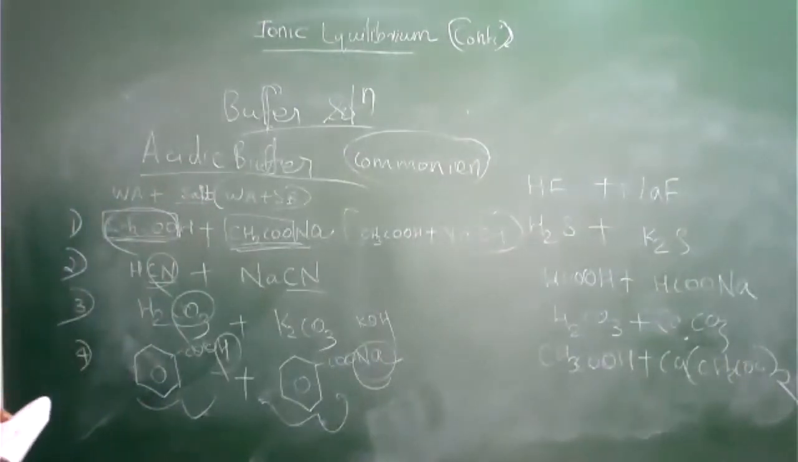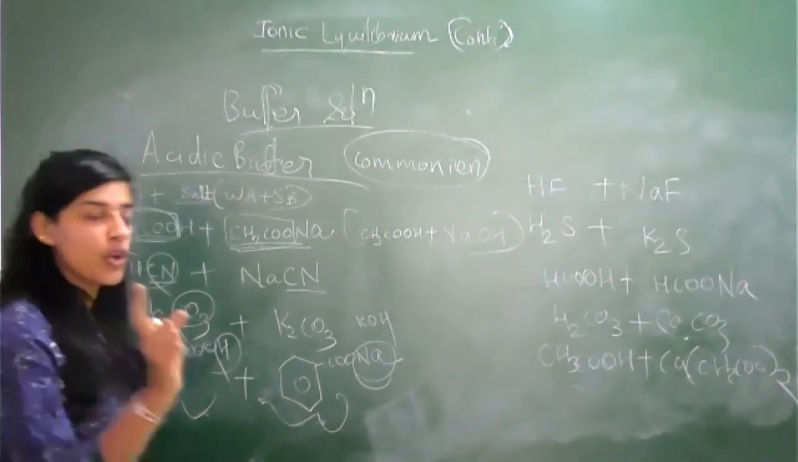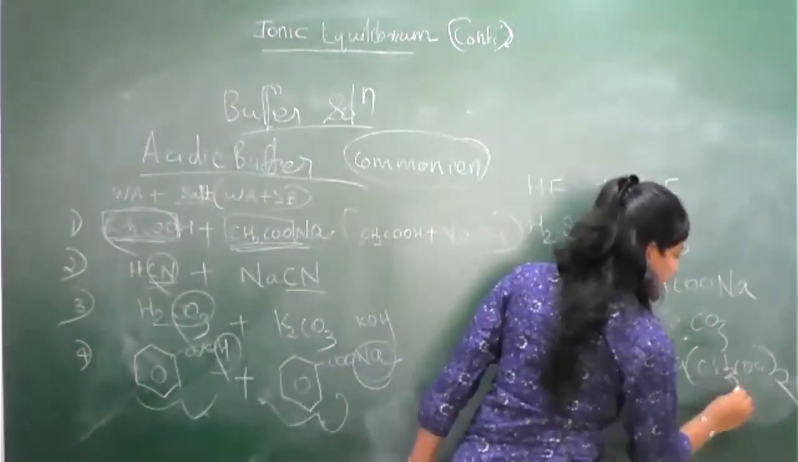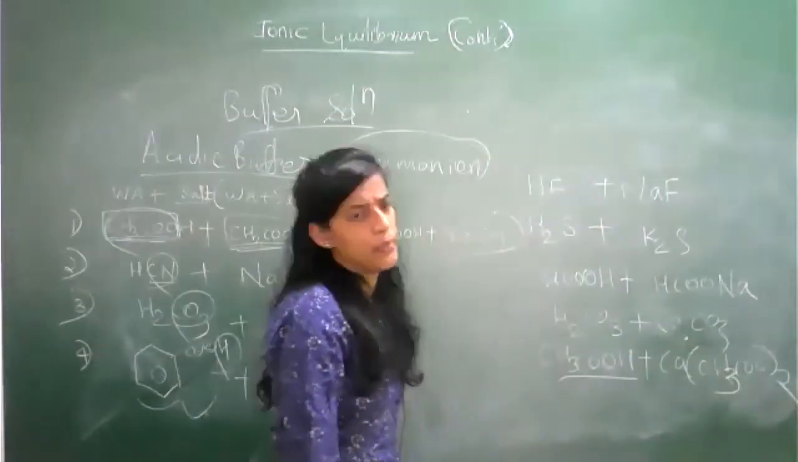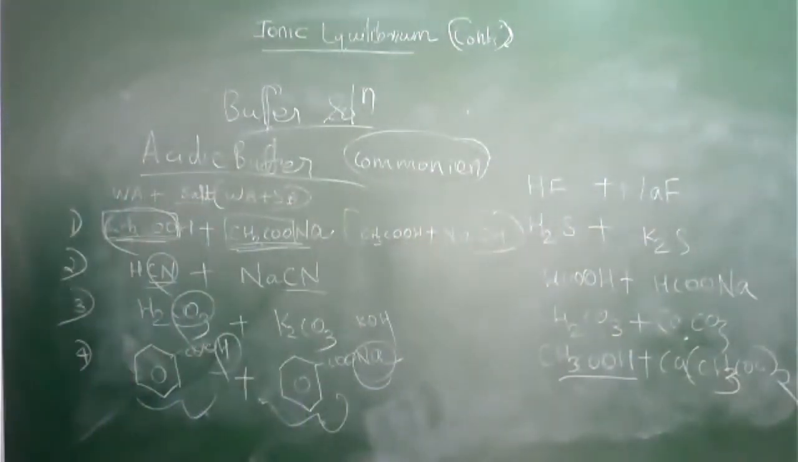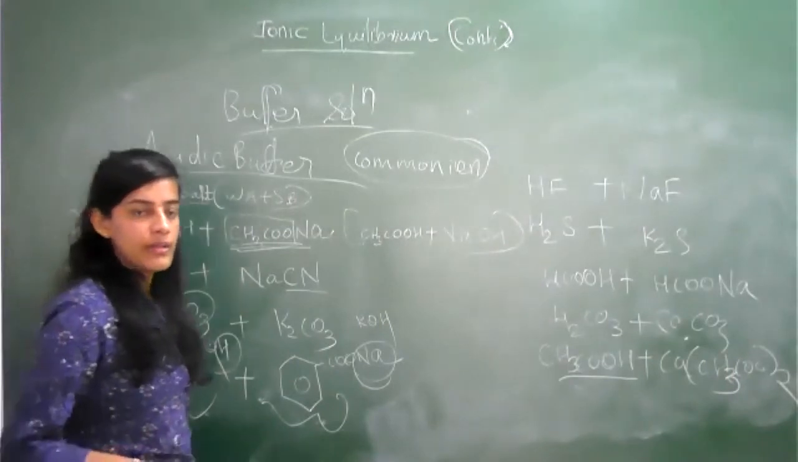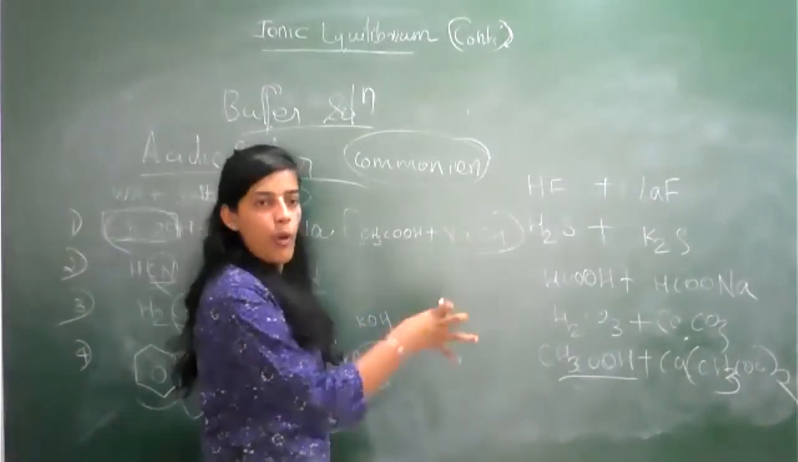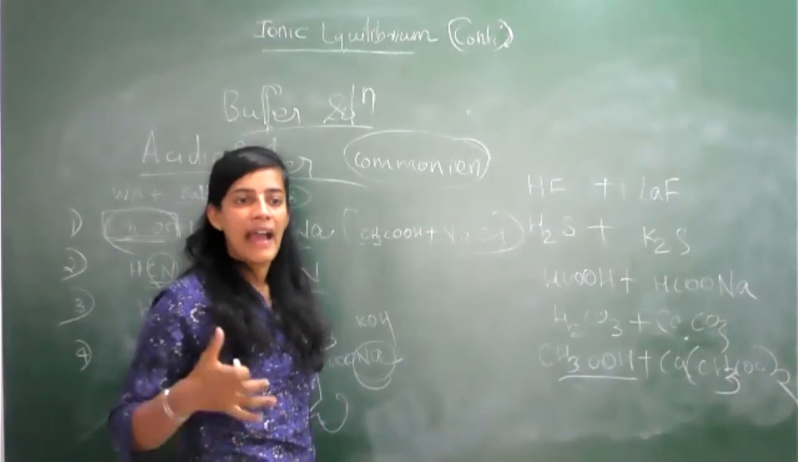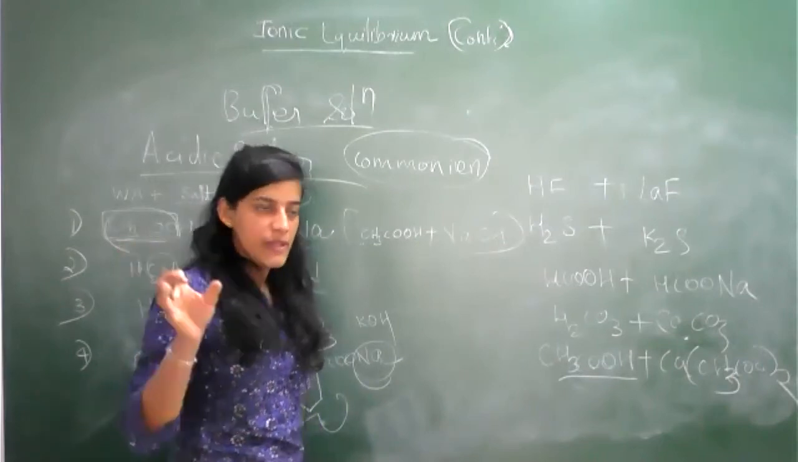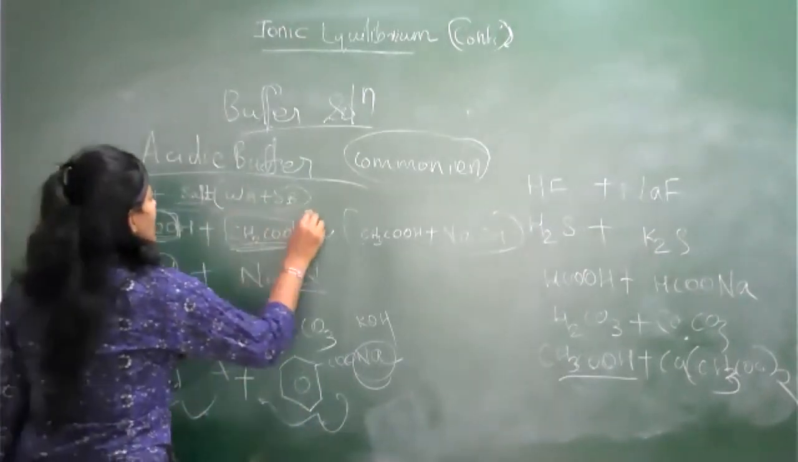Okay, this much you want to memorize: it should contain a common ion, like Na, CH3COONa. So these are the possibilities. The question comes from this area. They will give four options, out of that, which one is matching for an acidic buffer. If you know this much, you will get the answer properly.